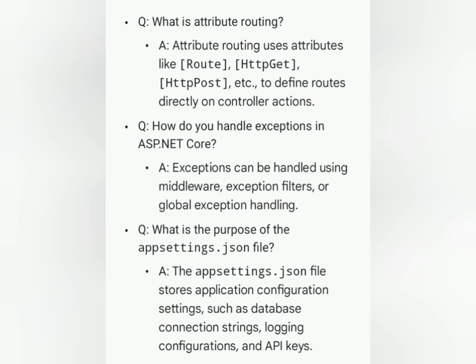Q. How do you handle exceptions in ASP.NET Core? A. Exceptions can be handled using middleware, exception filters, or global exception handling. Q. What is the purpose of the appsettings.json file? A. The appsettings.json file stores application configuration settings, such as database connection strings, logging configurations, and API keys.